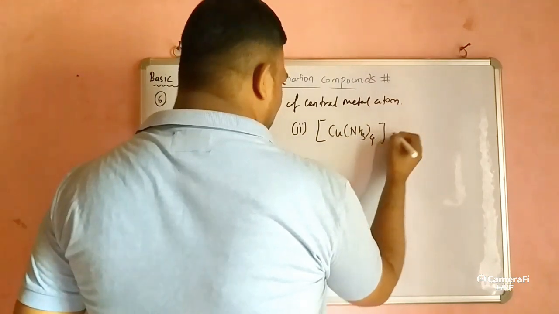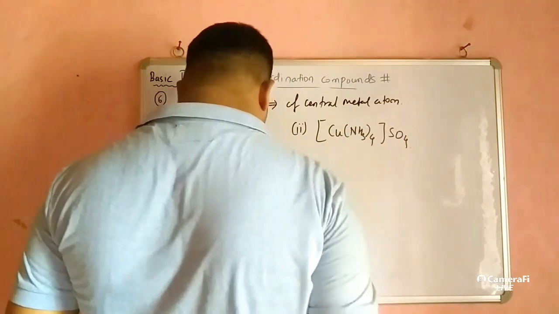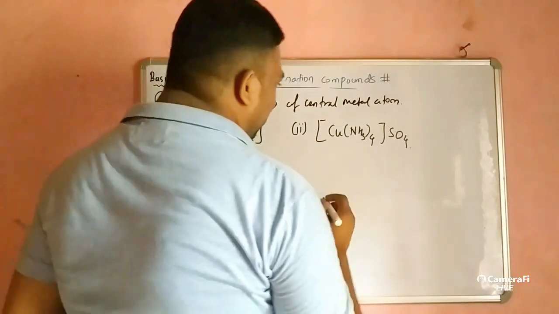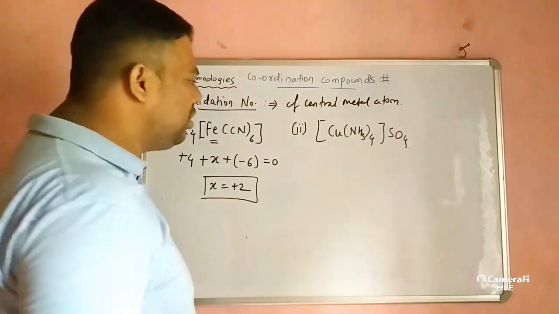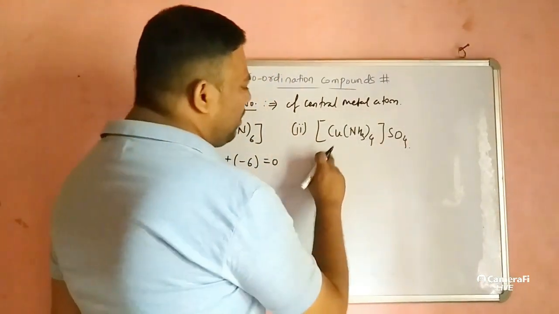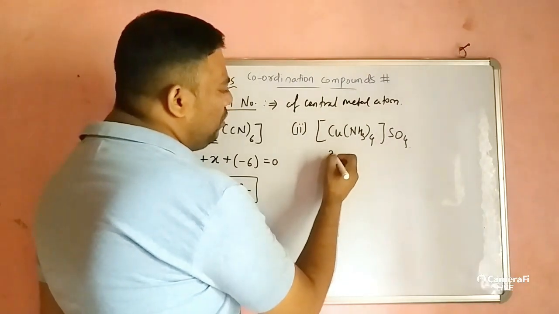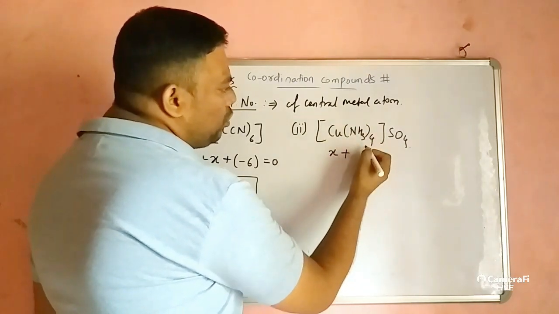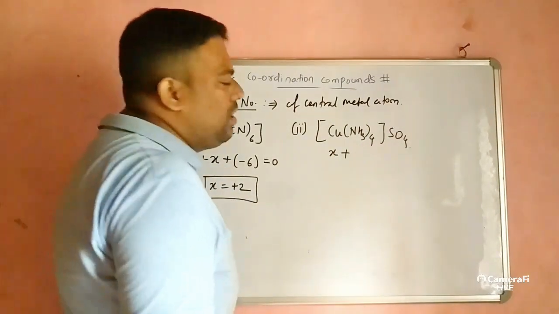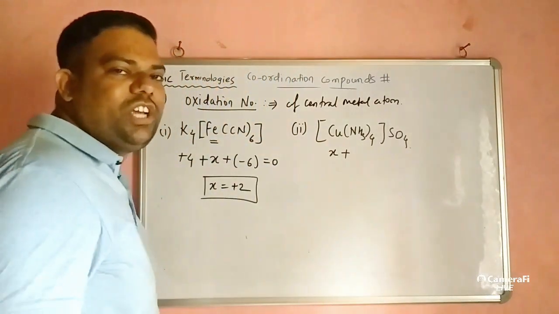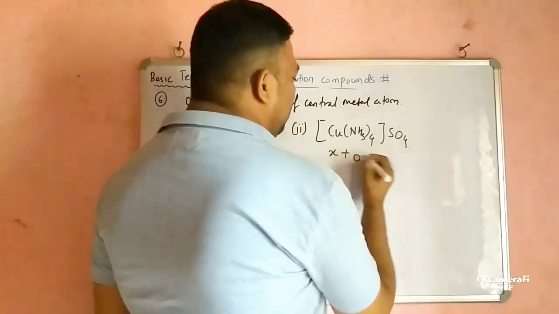[Cu(NH3)4]SO4, okay. So what will happen here? Say we have to calculate the oxidation number of the central metal atom. Copper we don't know, so we can call it X. Ammonia, as you know, has no charge, so it is 0.